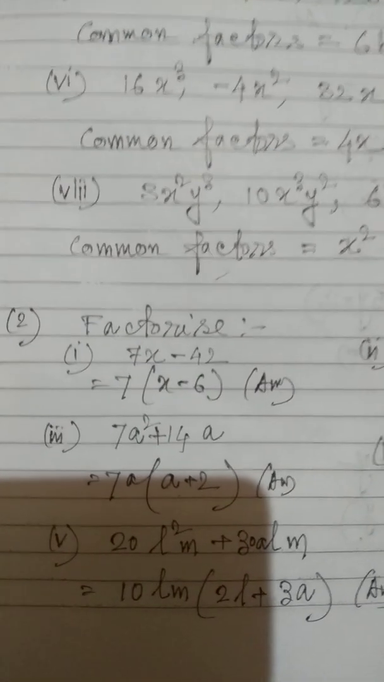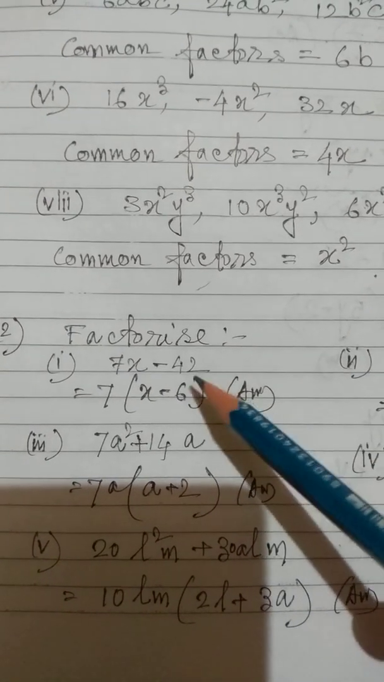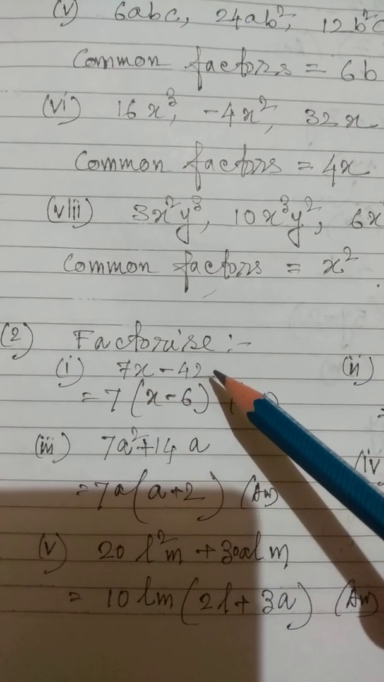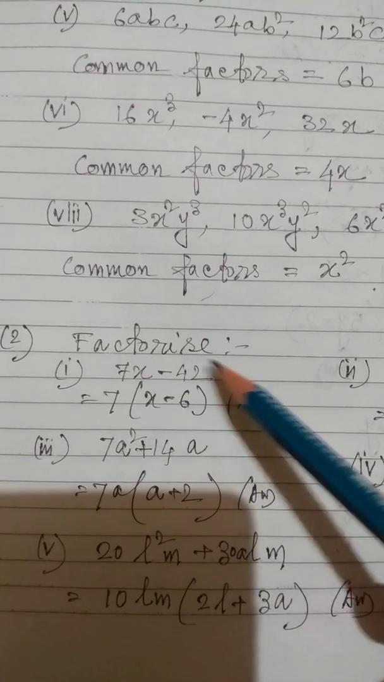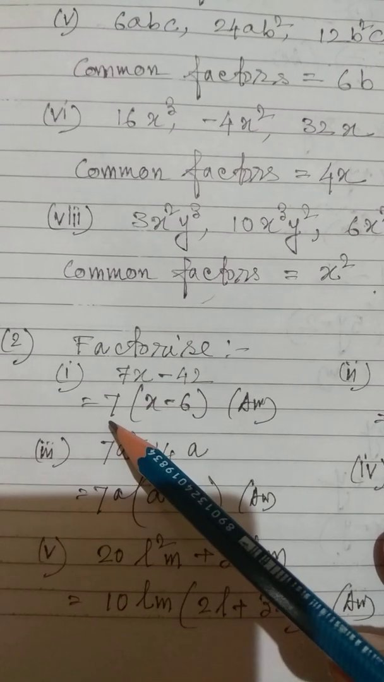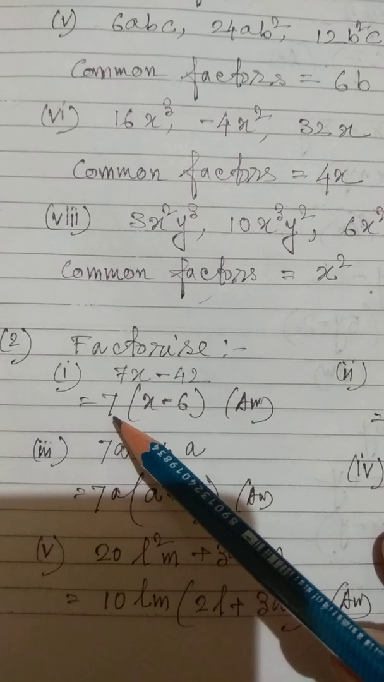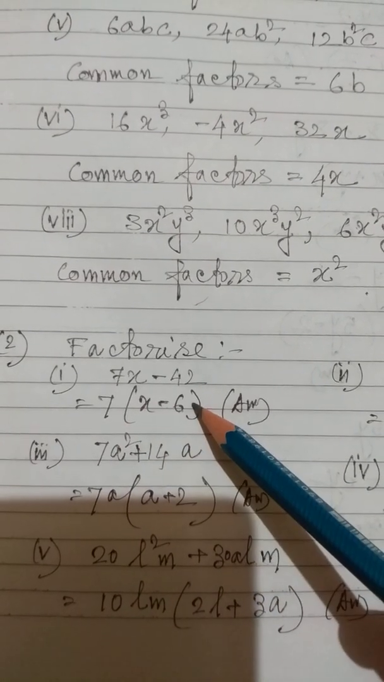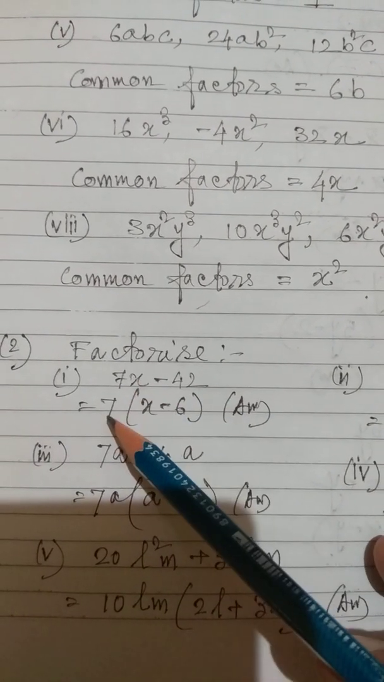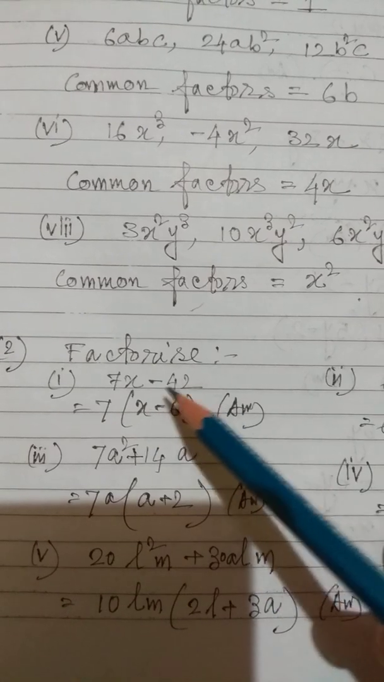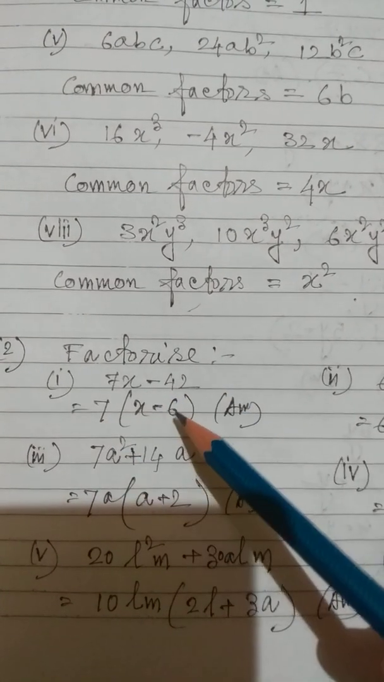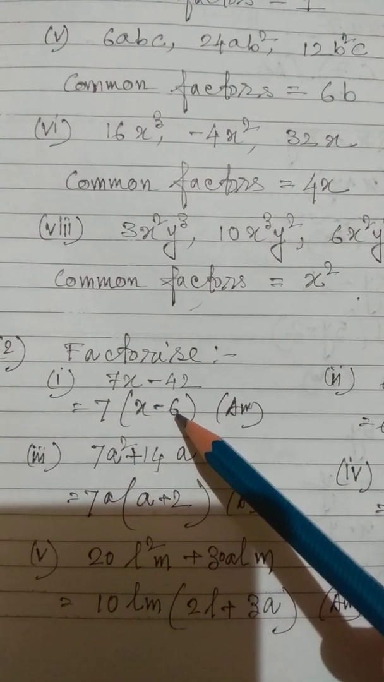Next, question number 2. Factorize 7x minus 42. So the common factor of these two terms, 7x and 42, is 7. So 7 is the common factor. So 7 into x minus 6. When you divide 7x by 7, it is x, and minus 42 divided by 7 equals minus 6. So 7 into x minus 6.